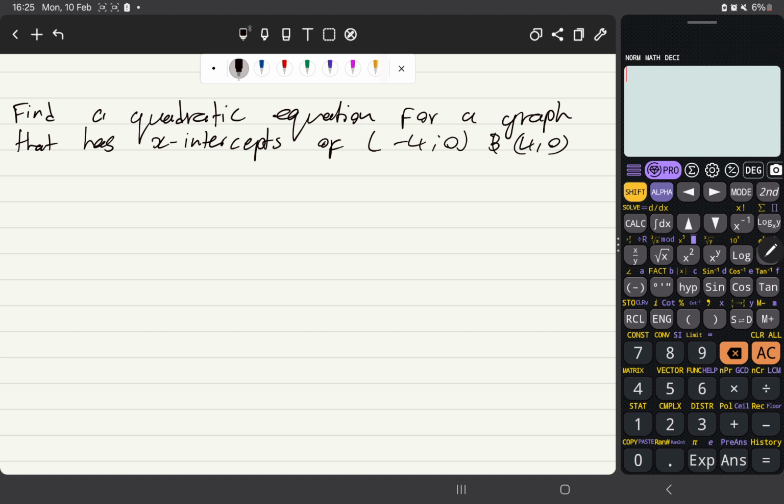All right, look at this problem. This one, they say find a quadratic equation for a graph that has x-intercepts of, the first one here is this one, the second one is this one. So in this case, we know x equals minus 4, y equals to 0, x equals to 4, y equals to 0. So from that, we do what we just did. We have x plus 4 equals to 0. Then you have x minus 4 equals to 0.